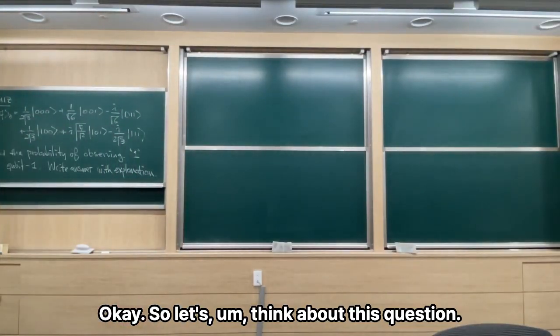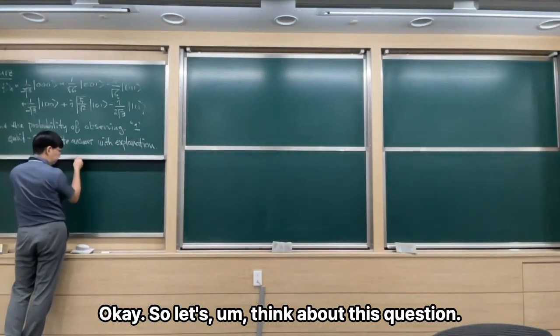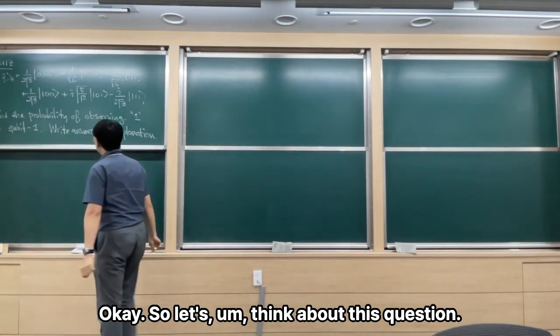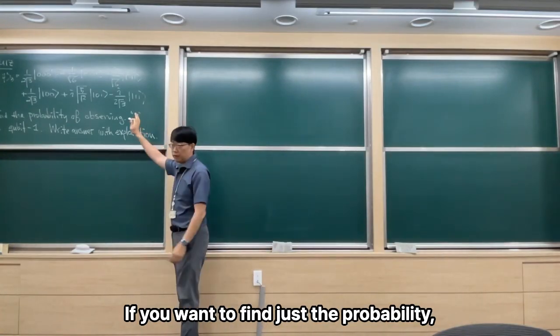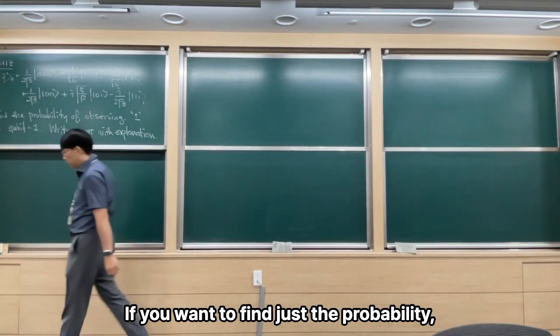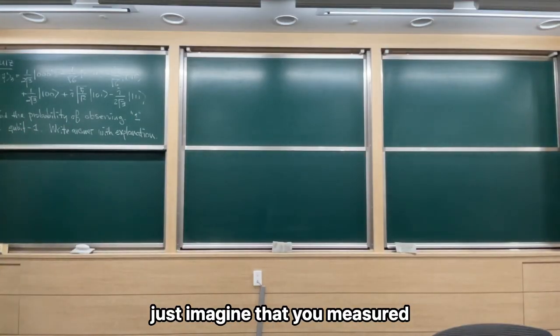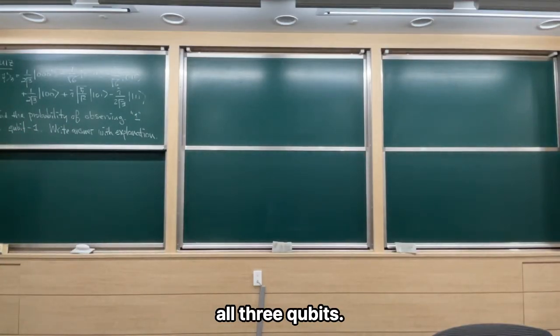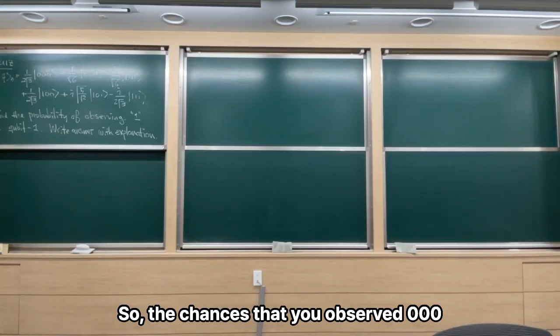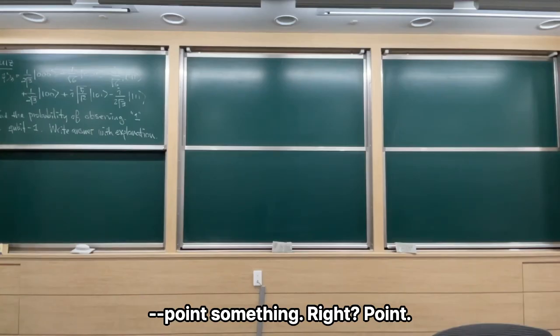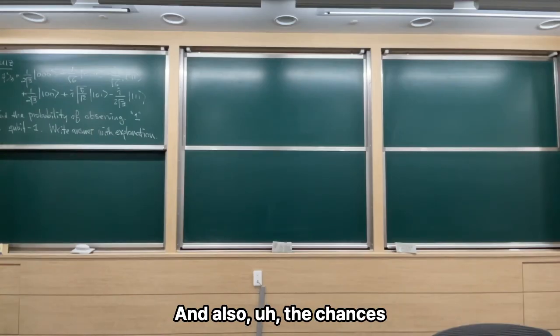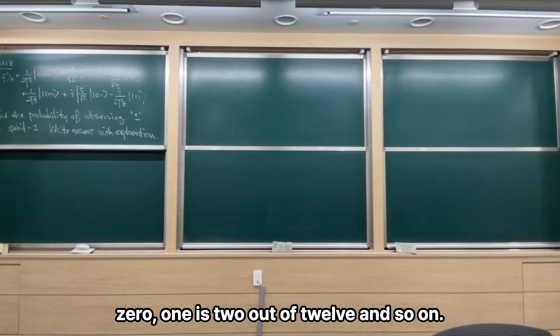Okay, so let's think about this question. There are many ways to find the probability. If you want to find just the probability, just imagine that you measured all 3 qubits. So the chances that you observe 0, 0, 0 is 1 over 12. Like how many? Point something, right? And also, the chances that you observe 0, 0, 1 is 2 out of 12, and so on.